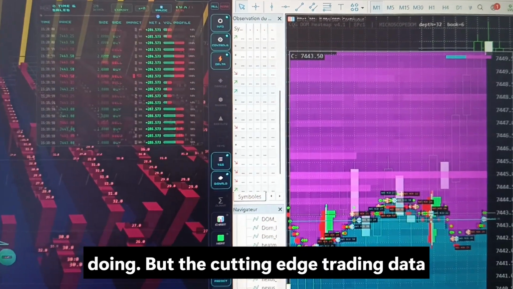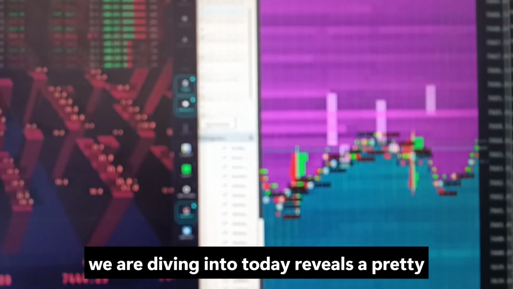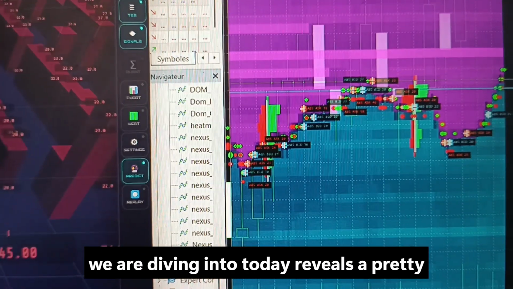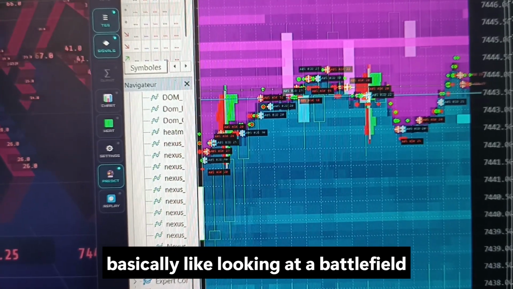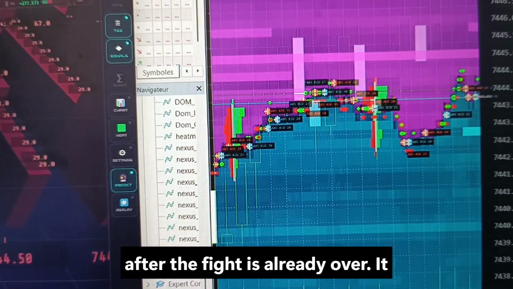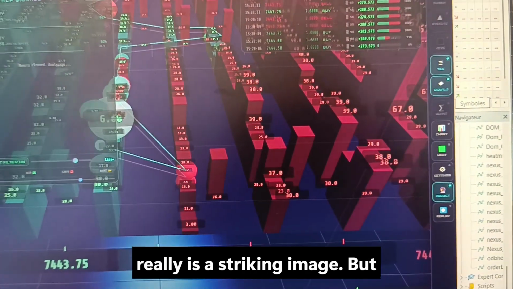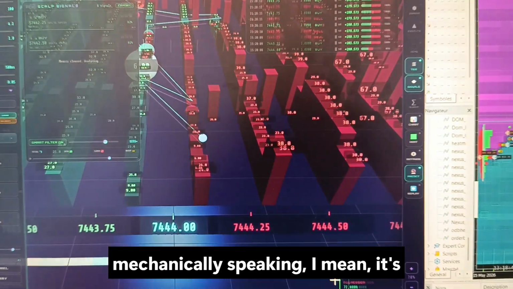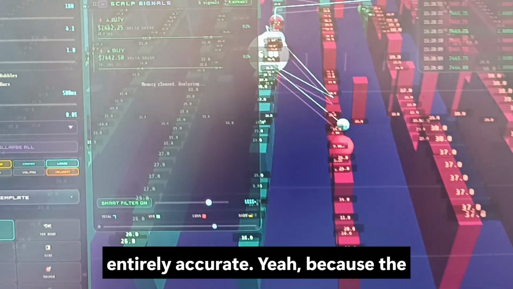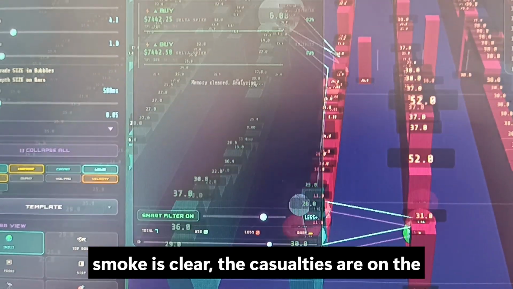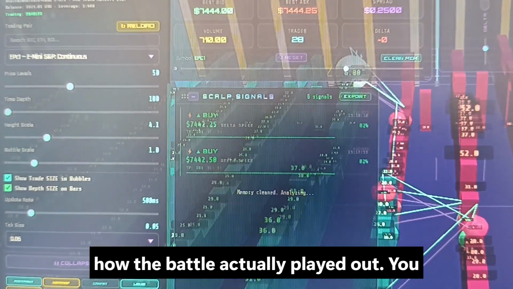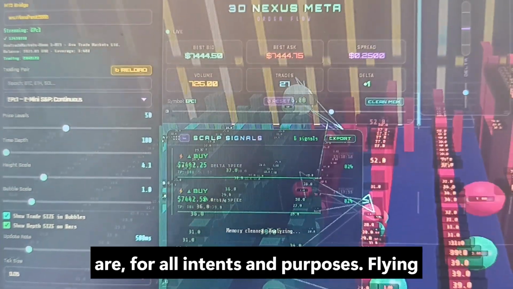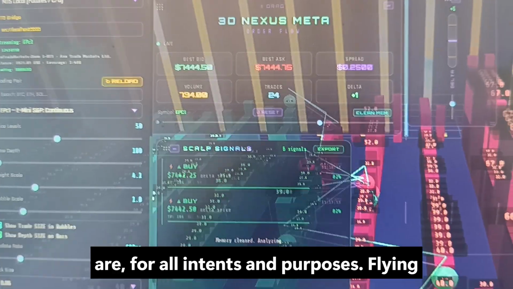But the cutting-edge trading data we are diving into today reveals a pretty harsh truth. Looking at candles is basically like looking at a battlefield after the fight is already over. It really is a striking image. But mechanically speaking, it's entirely accurate. Because the smoke is cleared, the casualties are on the ground, but you have absolutely no idea how the battle actually played out. You are, for all intents and purposes, flying blind.